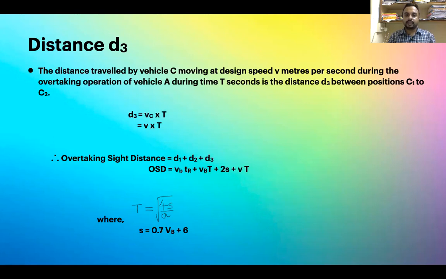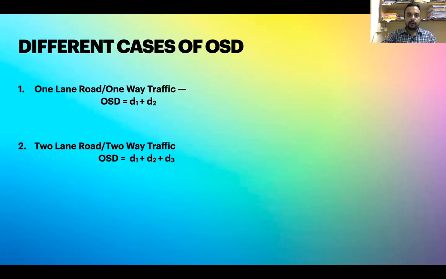Before putting the values in this equation, we need to get the values of capital T and twice S. S equals 0.7 VB plus 6, so you can get the value of twice S. T equals the square root of 4S by A, you can substitute this value of T and you can get the value of OSD. This VB and this VB are both the same, you can write capital B only. Okay. So now there are two different cases of OSD.